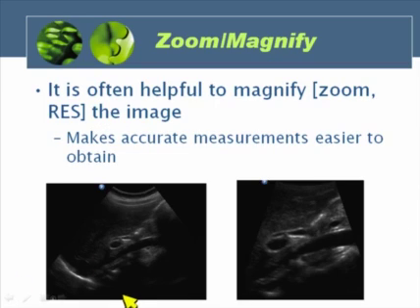Making accurate measurements is easier when you zoom the image. I always take a reference image. The reference image gives me the overall picture so that the person interpreting the study can see where I got this image from. However, when I want to measure, in this case, the bile duct, I zoom up on the image. Not only does it enable me to make a more accurate measurement, I'm also able to demonstrate it better for the interpreting physician.